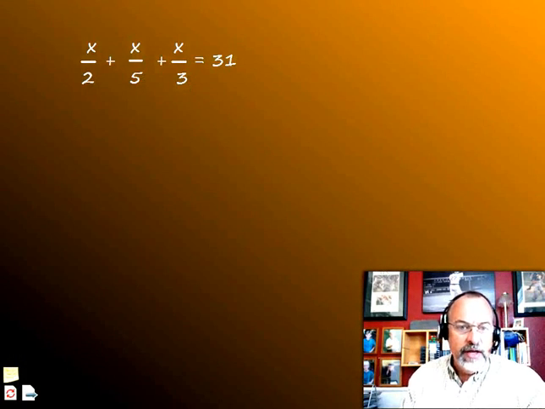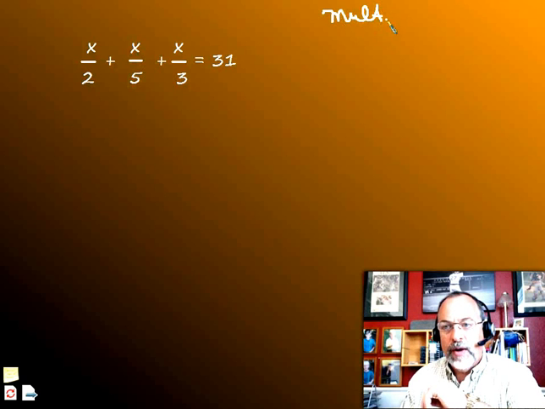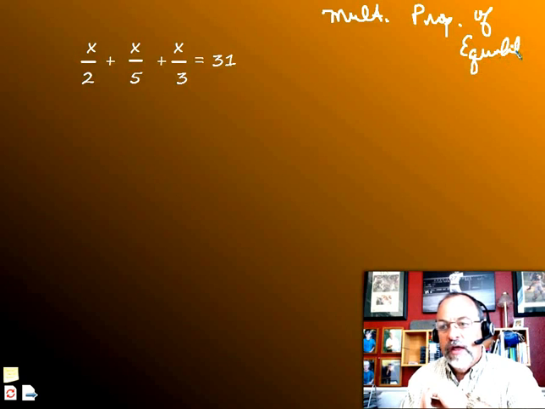Now, here we have an equation where I have x over 2 plus x over 5 plus x over 3 equals 31. And this is going to scare a lot of people, because how do you add all these fractions? You've got to find common denominators. Well, there's a way to get rid of these fractions, and it's by applying the multiplication property of equality. If you go back a couple slides, you'll see it in there. And it says that I can multiply this equation by anything I want, as long as I do it to every single term that's in the equation.